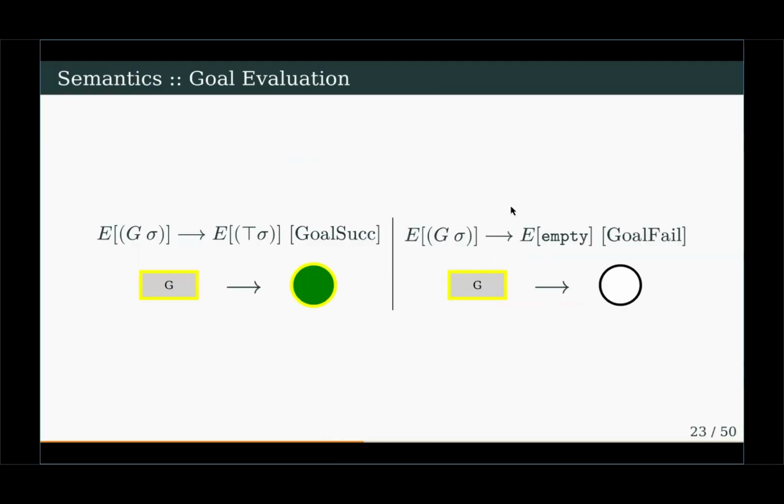Right. So as I said before, we won't get into how these goals are evaluated, but we'll just treat them as these atomic steps. We'll say the goal can either succeed, in which case we'll go to this green node, or it can fail, in which case it goes to this white node.